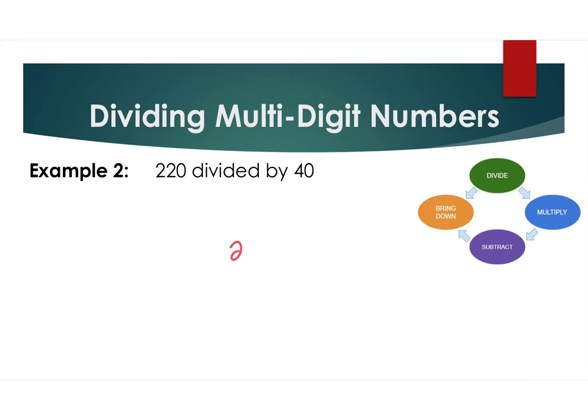So 220 divided by 40. So I'm going to look at the 4 and say, well, how many times does that 40 go into 2? It can't. Can it go into 22? No, it can't. So how many times can 40 go into 220? Let's try 5. 5 times 40 is 200. I'm left with 20. Now what?